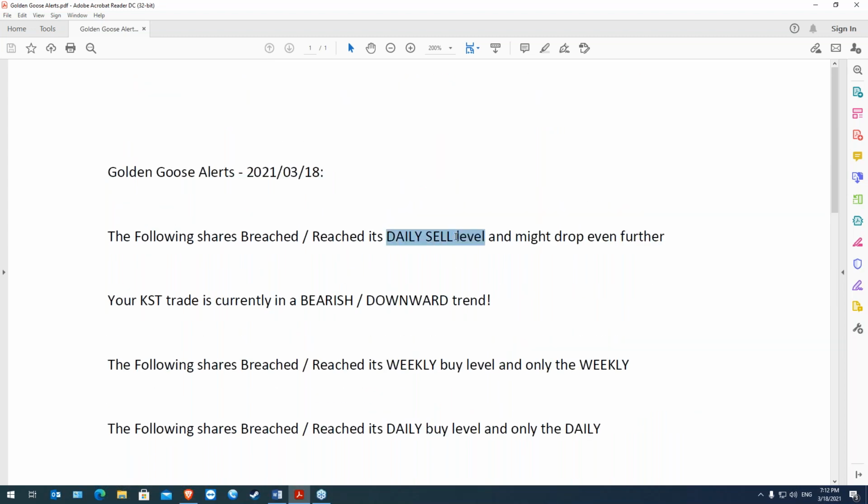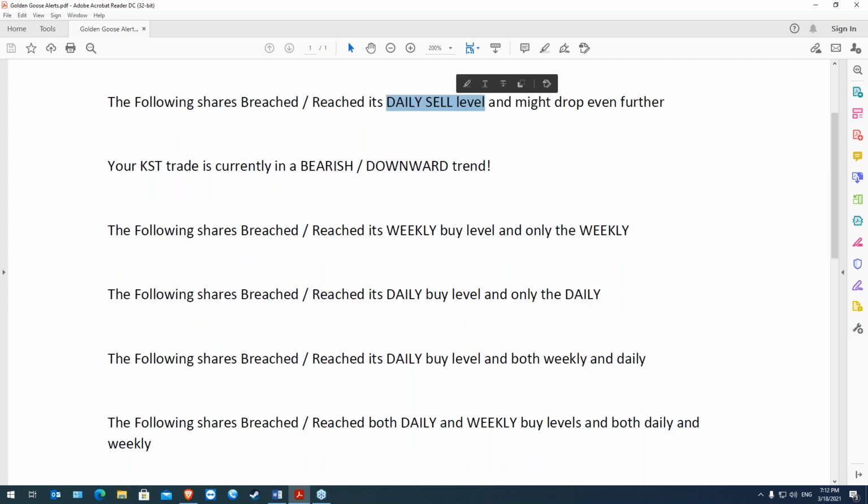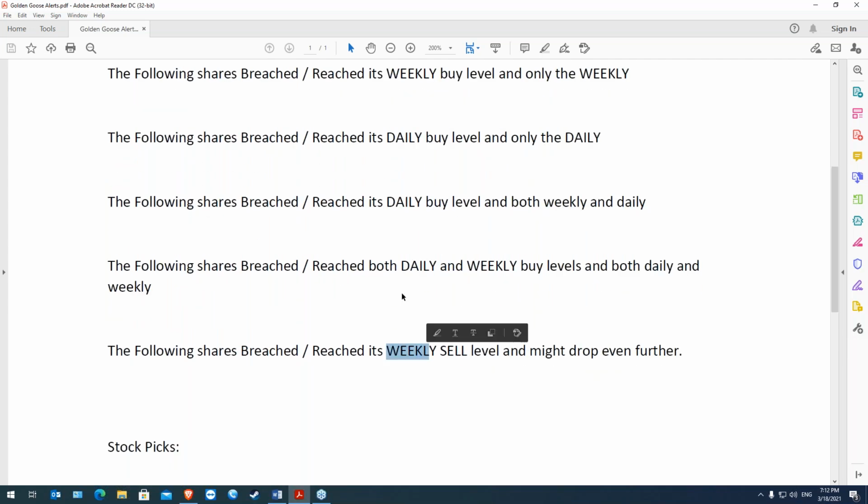Those would be the ones telling you that those shares would drop even further, indicating that if you are a trader, not an investor, you can put in a short, or a selling position.